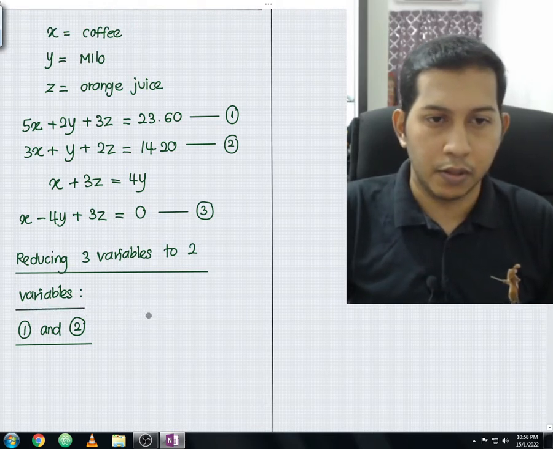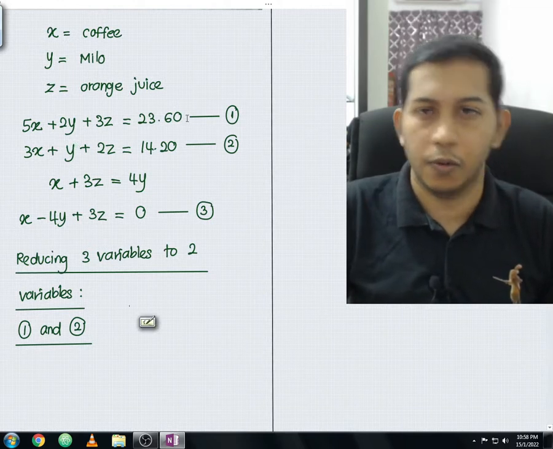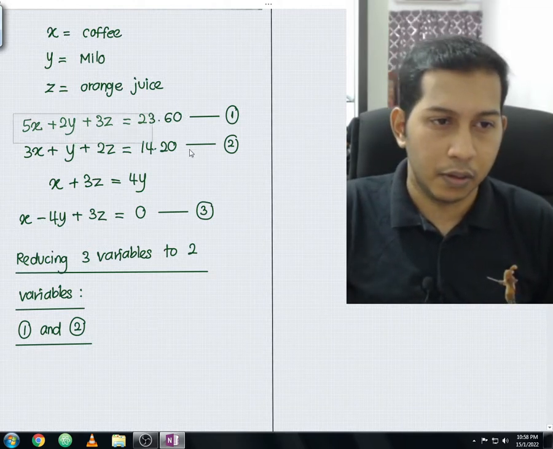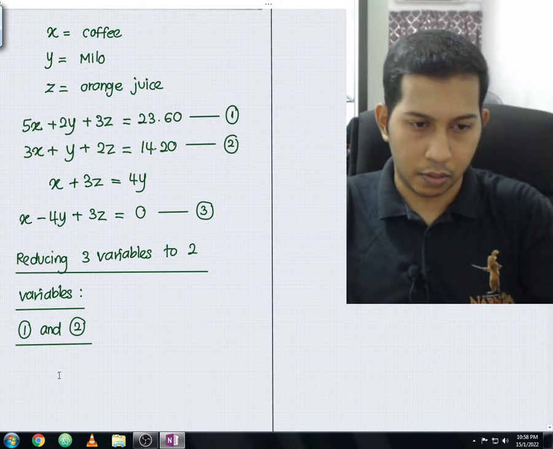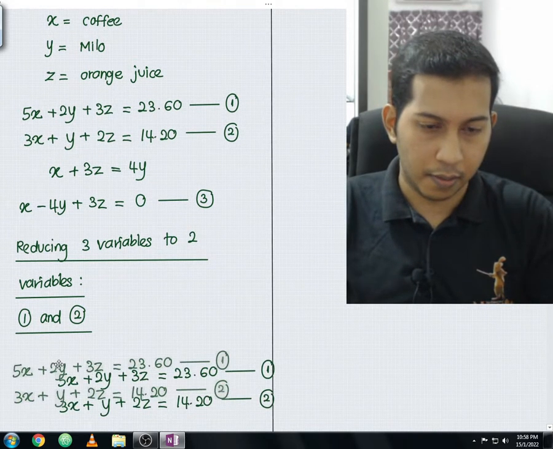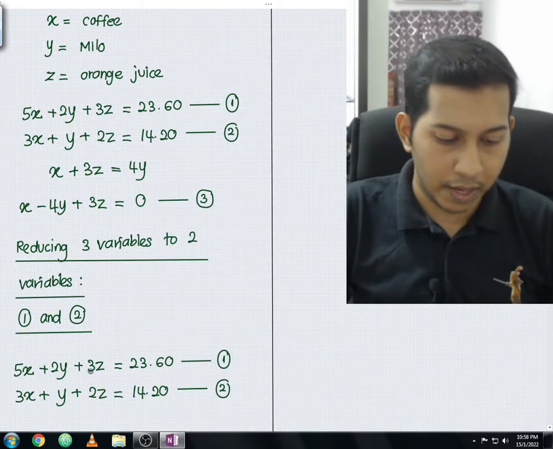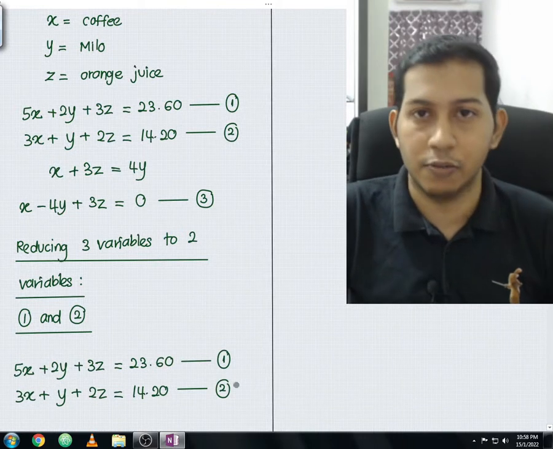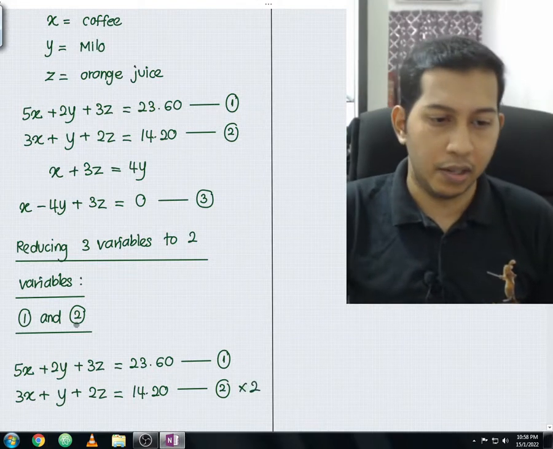Okay, so from here, you write down the equation, or you can just copy and paste the equation. Since we want to eliminate the y variable, you can just multiply equation 2 by 2, so it is easier for us to eliminate the y variable.